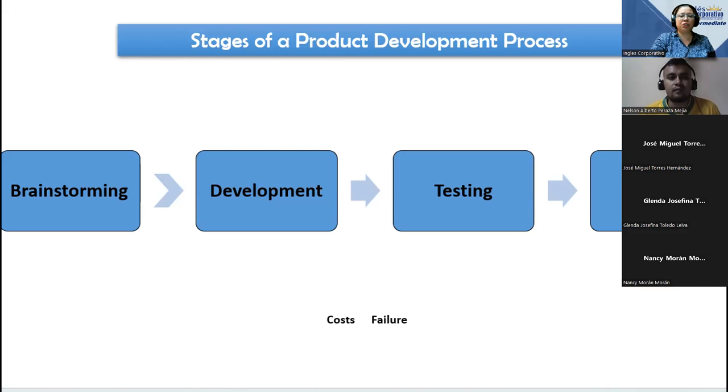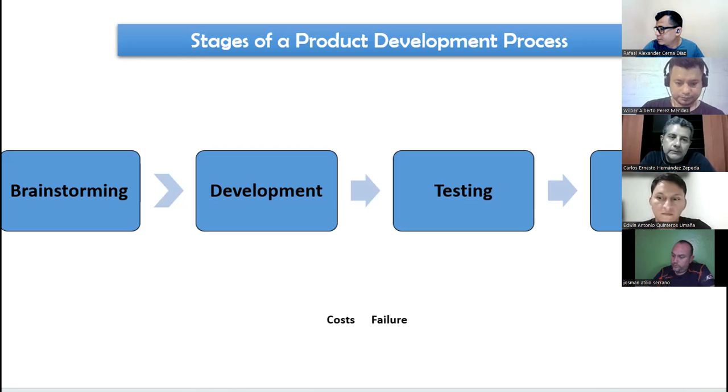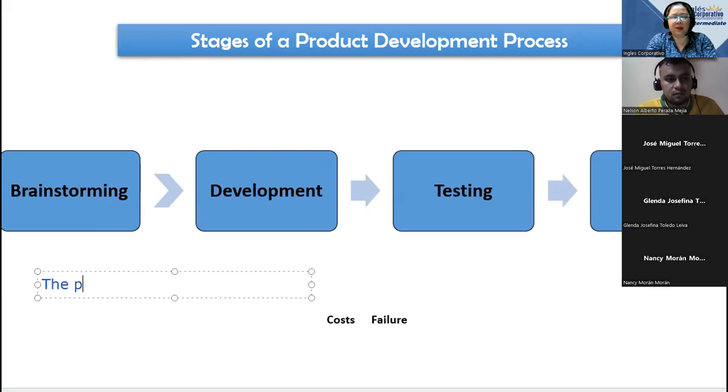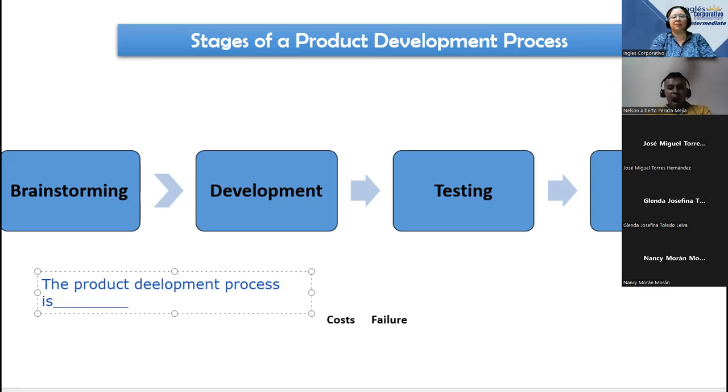Let's try to make a definition of the product development process using all these words. How do we start a definition? We start a definition by saying what we are defining, right? So we are going to say the product development process is, tell me guys.